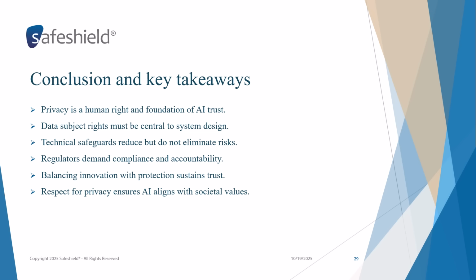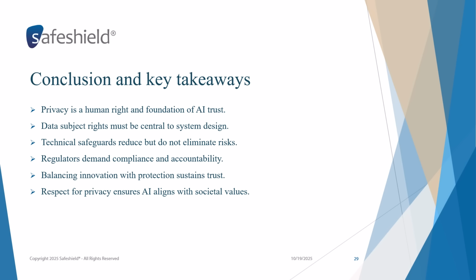Second, individuals must remain at the center. Recognizing and enabling data subject rights, access, erasure, portability, and freedom from harmful automated decisions is critical for both compliance and ethical responsibility. Third, technical measures matter. Techniques like anonymization, differential privacy, and federated learning reduce risks, but they must be supported by strong governance, culture, and oversight.